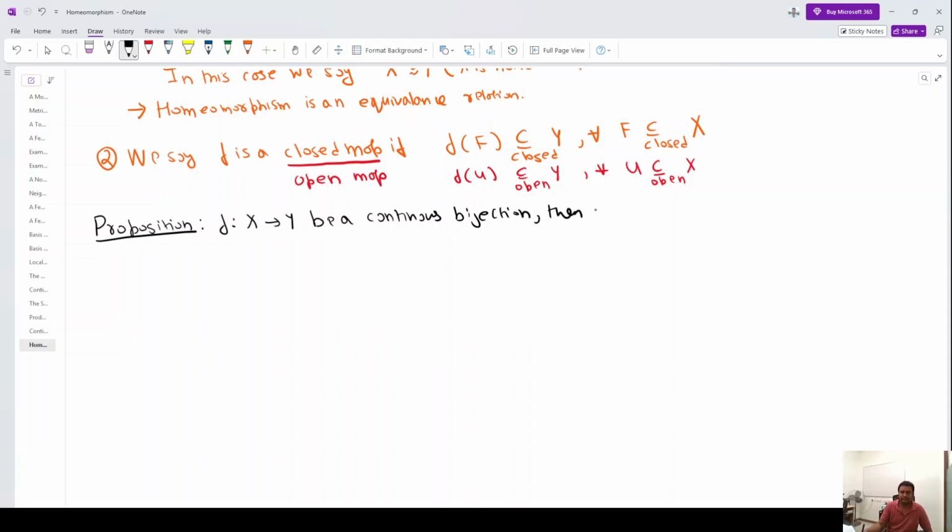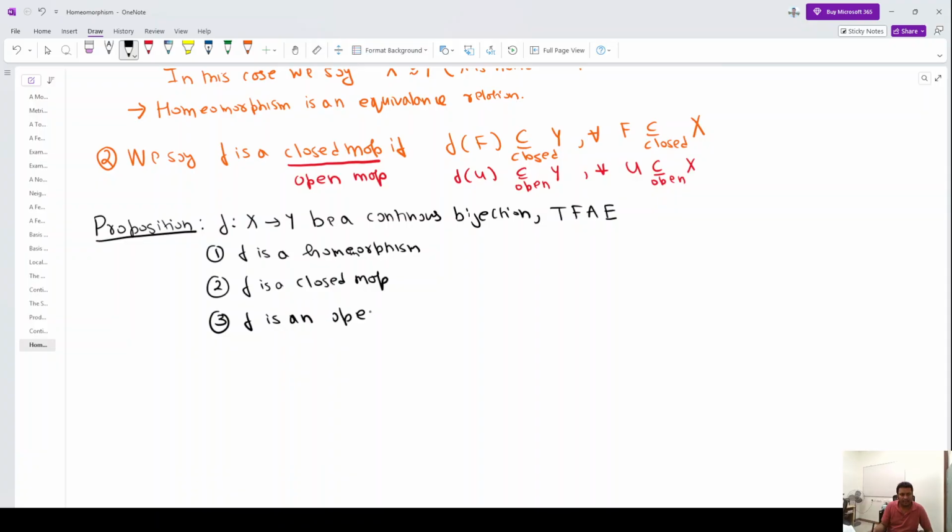Then the following conditions are equivalent. Number one, f is a homeomorphism. Number two, f is a closed map. Number three, f is an open map.